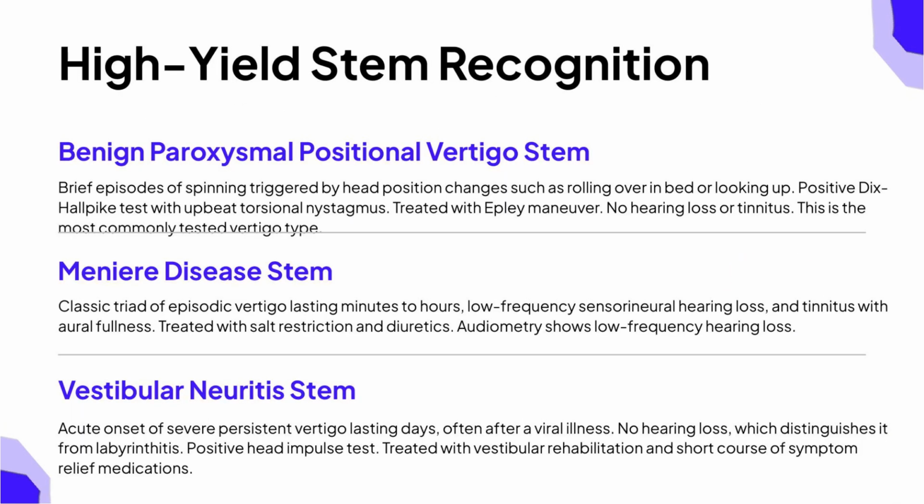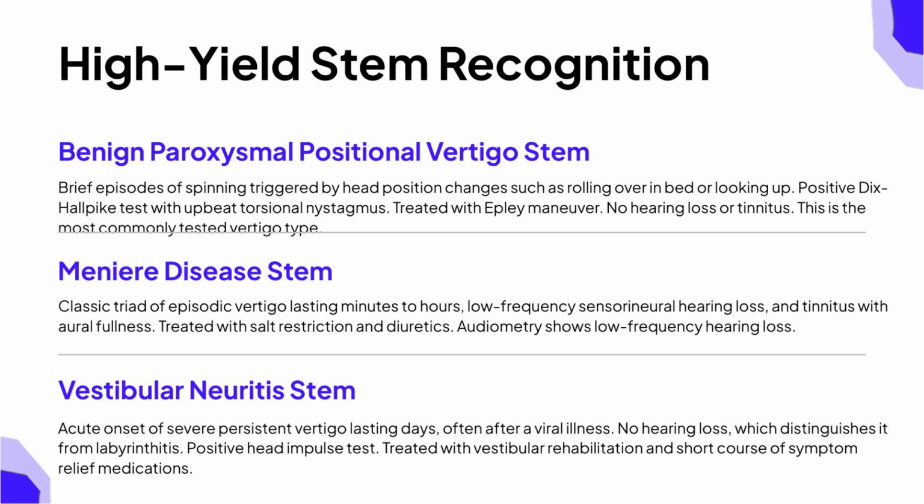Now let us go through high-yield stem recognition for the 3 types of vertigo you need to know for the boards. For benign paroxysmal positional vertigo, the classic stem describes brief episodes of spinning lasting seconds, triggered by head position changes like rolling over in bed or looking up. The Dix-Hallpike test will be positive with upbeat torsional nystagmus. Treatment is the Epley maneuver. There is no hearing loss or tinnitus. This is the most commonly tested vertigo type.